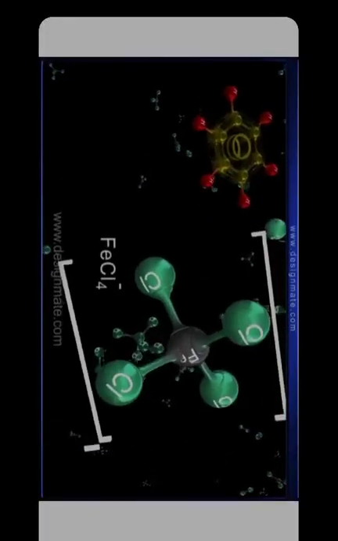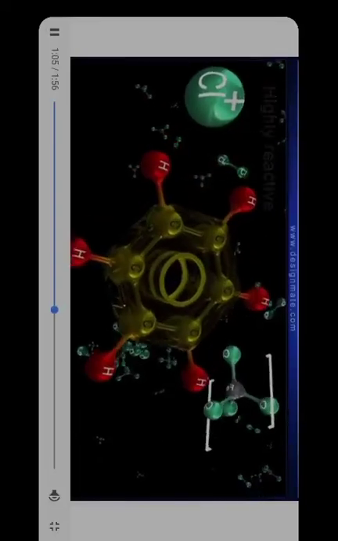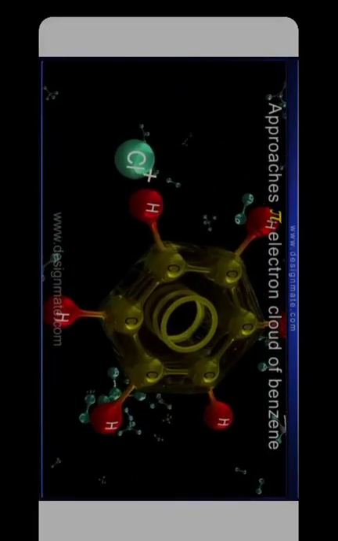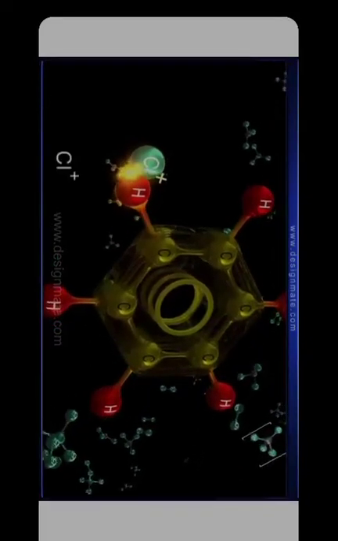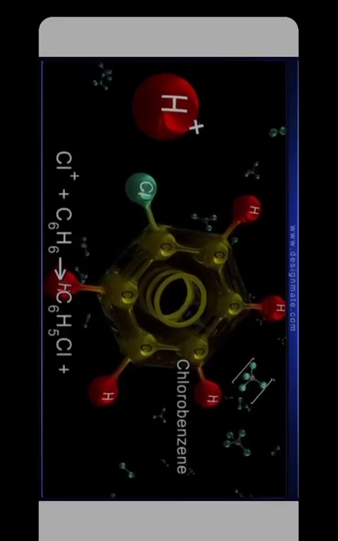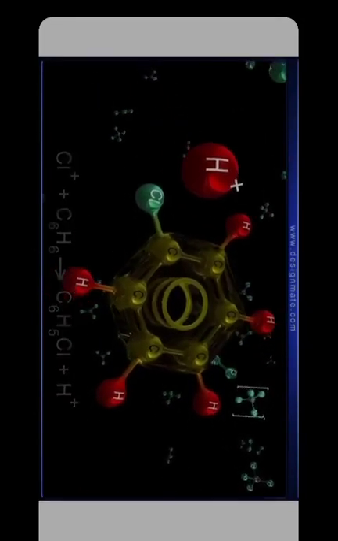Now the solution in the flask contains benzene, chloronium ion, and FeCl4-. The Cl+ ion is highly reactive and approaches the pi electron cloud of benzene. This chloronium ion then substitutes one of the hydrogen atoms of the benzene ring and forms chlorobenzene. Chlorination is thus an electrophilic substitution reaction.